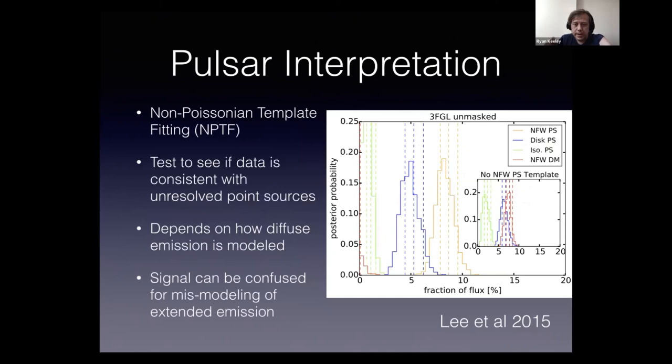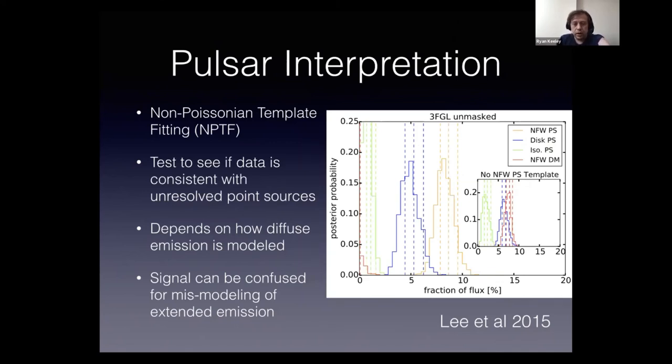Further, there's a more tenuous but potentially interesting way to try to answer this question about whether the GCE is dark matter or pulsars, which is to look for very small differences in the spatial bin by spatial bin variation of the gamma ray data. If they are coming from a barely unresolved population of pulsars, say 100 to 1,000 of them, then the variation in each spatial bin would be greater than you would expect from a smooth profile. This has come to be known as non-Poissonian template fitting.